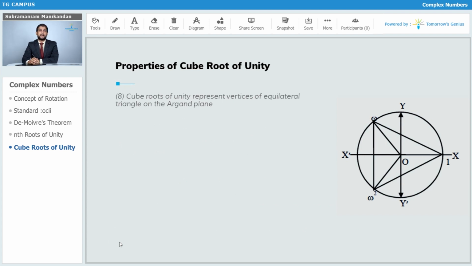Cube roots of unity, as we have discussed about nth roots of unity, can also be represented on our Argand plane. They form the vertices of an equilateral triangle with one vertex at the point (1, 0) and the other 2 vertices at 120 degree intervals, as we have seen here.